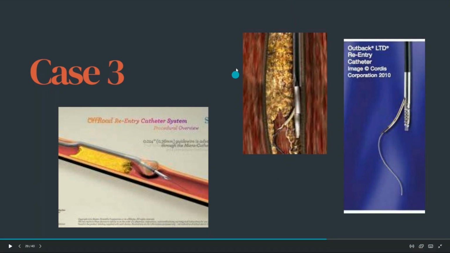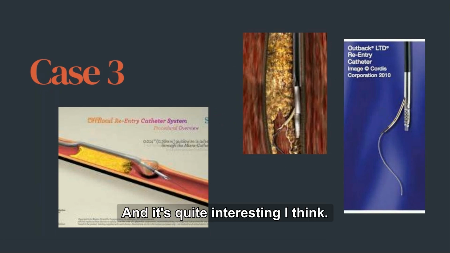So that's really good. There are other ones where you can inflate a balloon and puncture back into the lumen as well. There are lots of devices where you can do this. So it's quite interesting, I think.